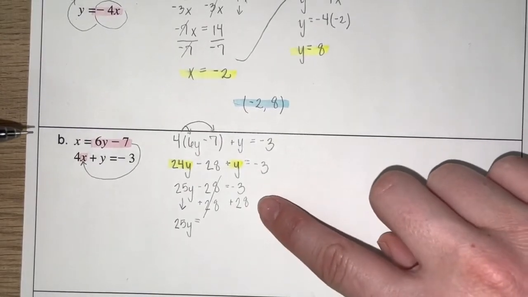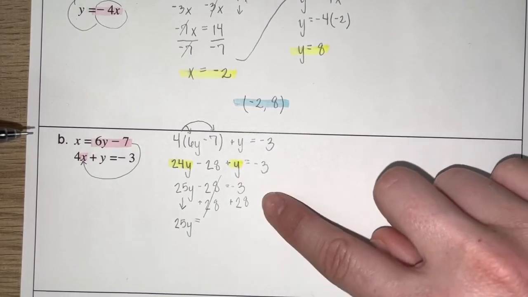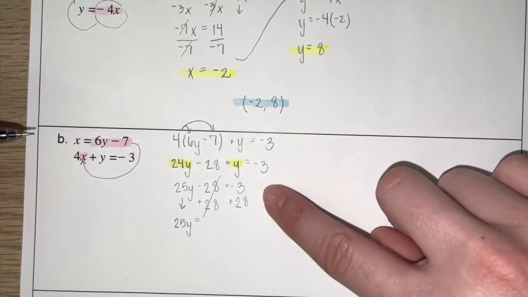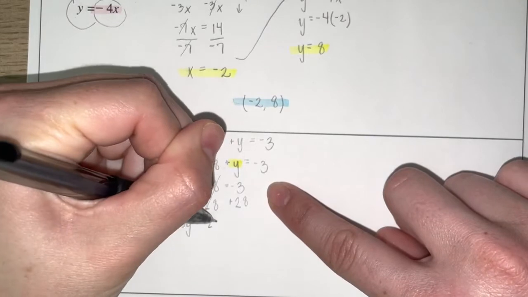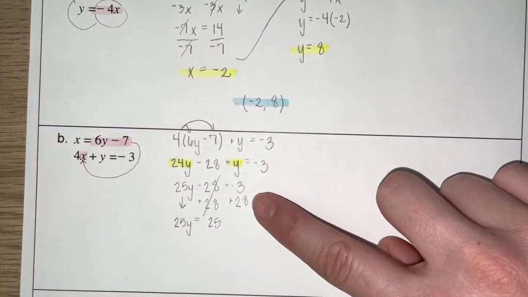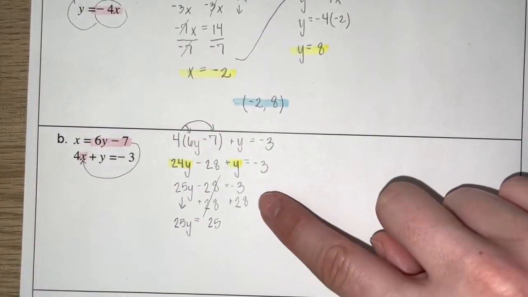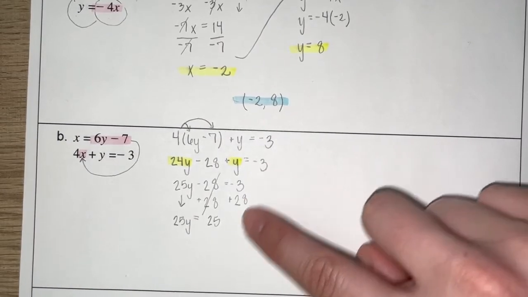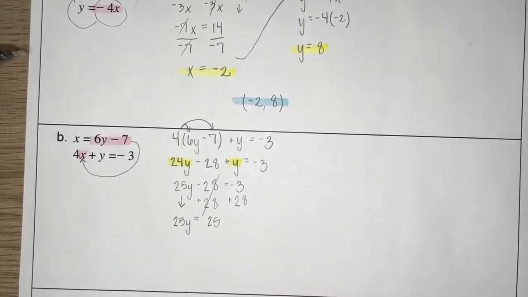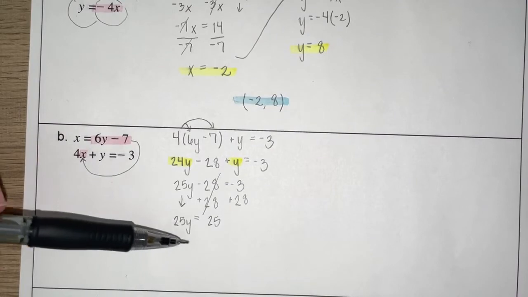One is a negative and one is a positive, so we take the difference between the two numbers. The difference between 28 and 3 is 25. And then we use the sign from the larger number. There are 28 positives and 3 negatives, so our answer will be positive. Now we have 25y equals 25.